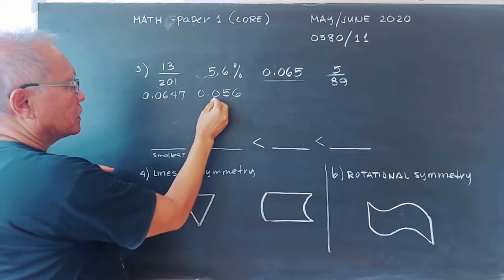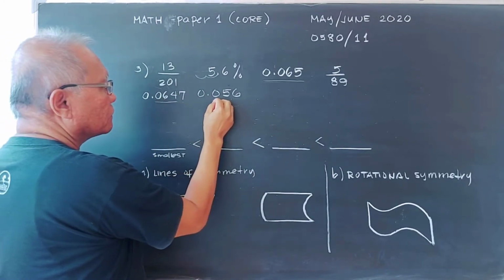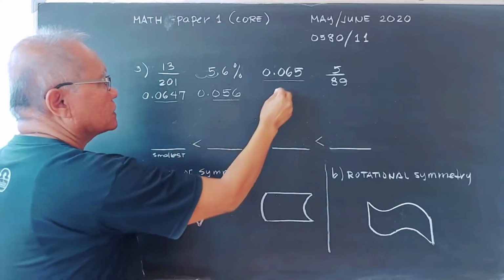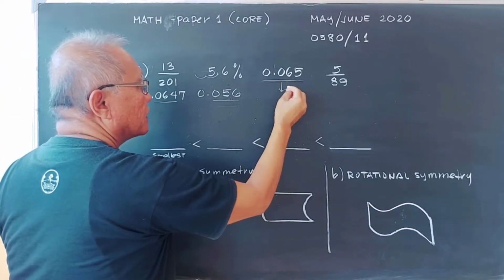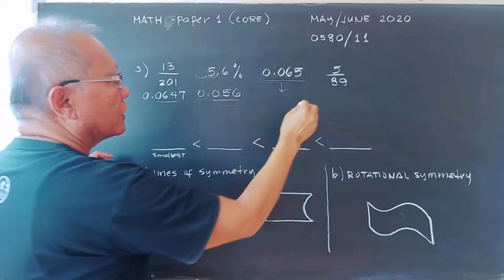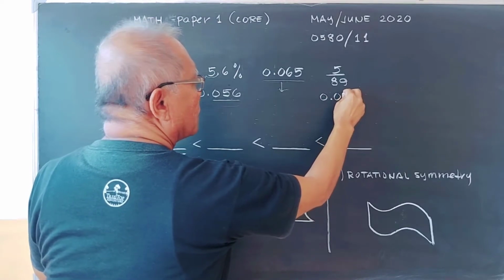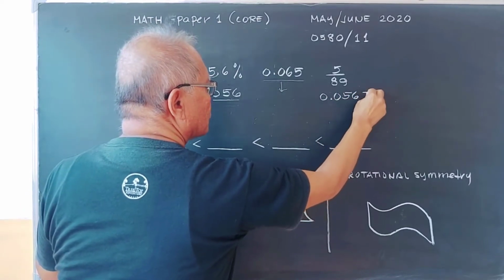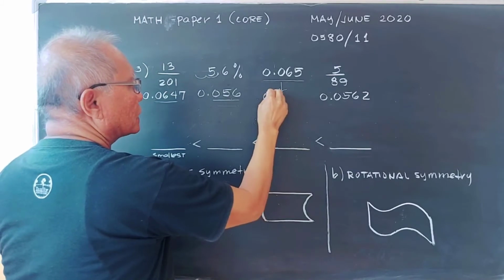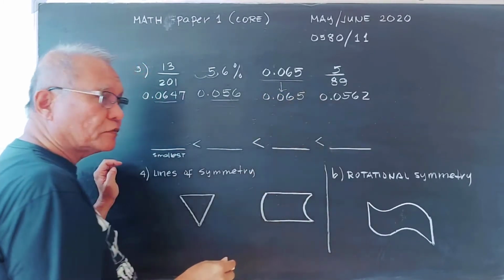For this one, we divide 13 by 201, and we have 0.0647. This one is still the same. And we divide 5 over 89, and 5 over 89 would give us 0.0562.